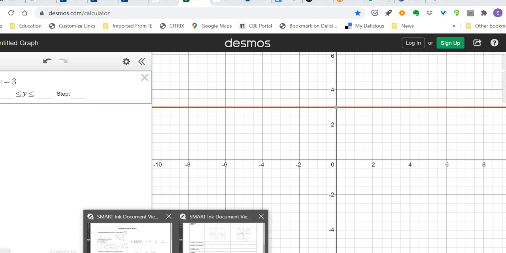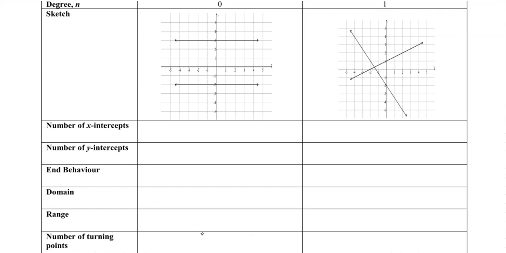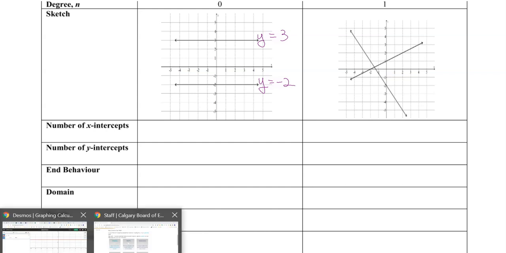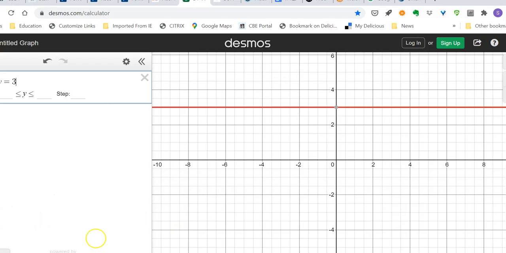Where's the thing I want? There it is. So there's a sketch, right? This is the line y is equal to 3. This is the line y is equal to -2. I could do some kind of neat stuff in Desmos.